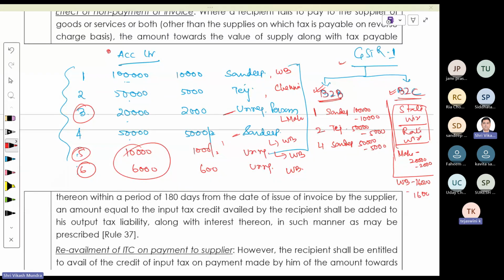Is it clear to all? Yes, sir. Suresh ji? Suresh? Sandeep? Siddharth?